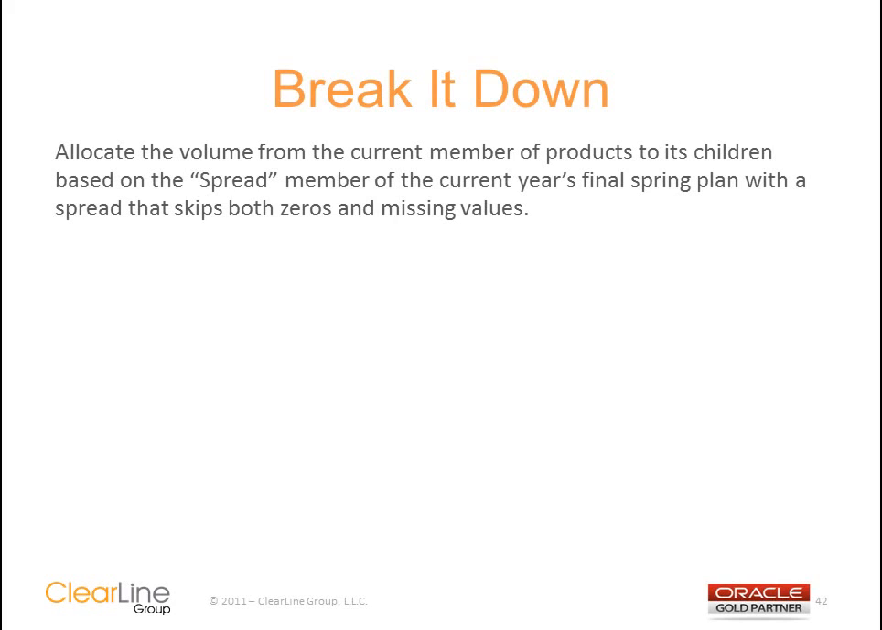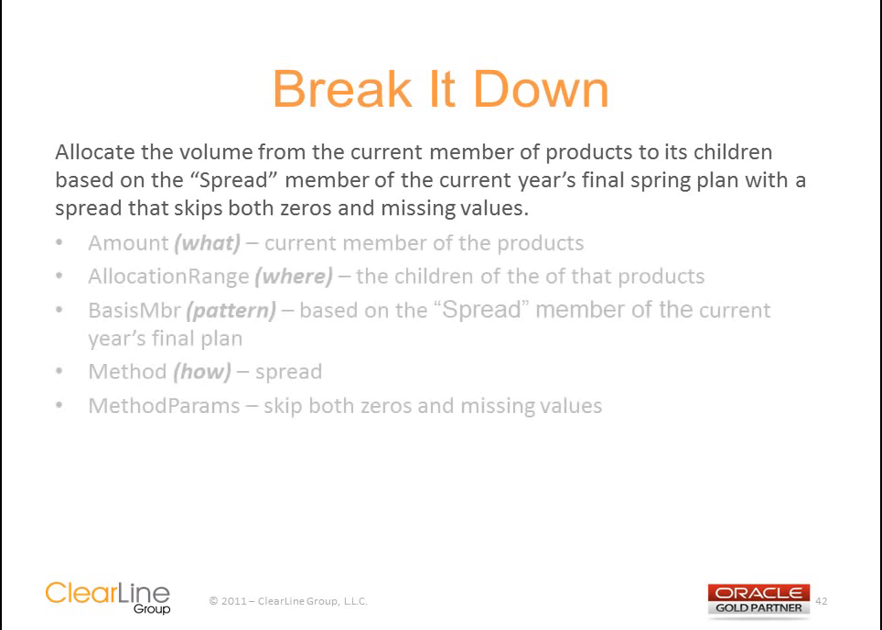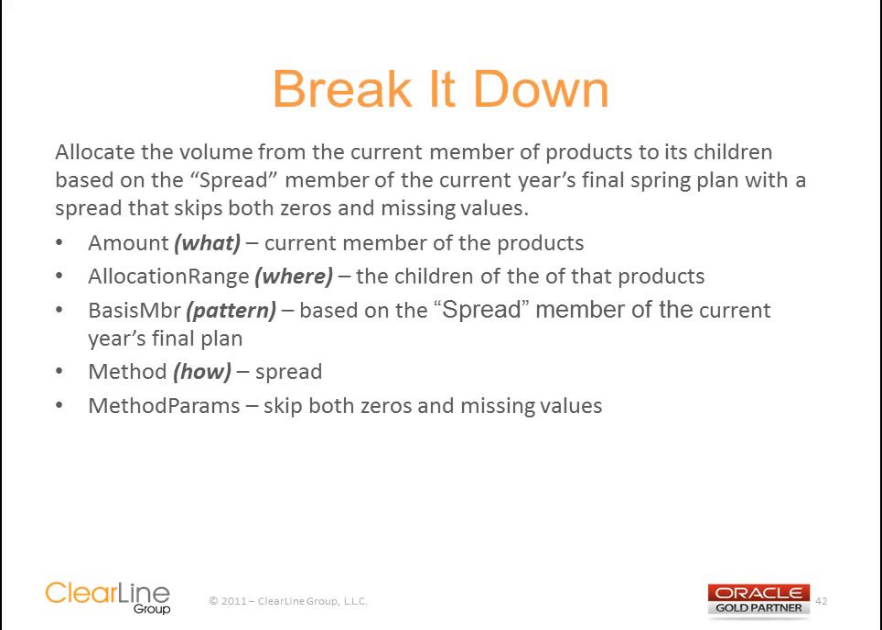Now we can fill in the parameters for our allocation, just like we did at the beginning of our presentation. The demo that you just saw wanted to allocate volume data from the current member of products to its children based on a spread member for the current year's final spring plan. It also needed to skip both the 0 and the missing values. The first thing we need to do is to identify the what, where, how, and pattern.